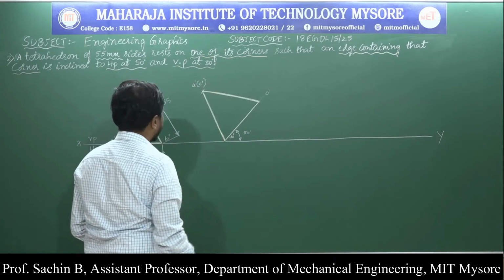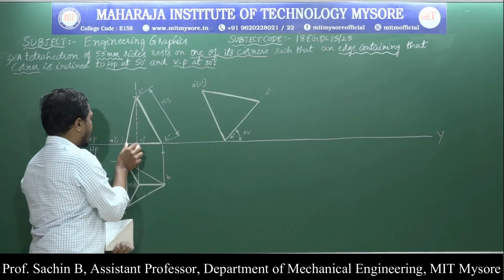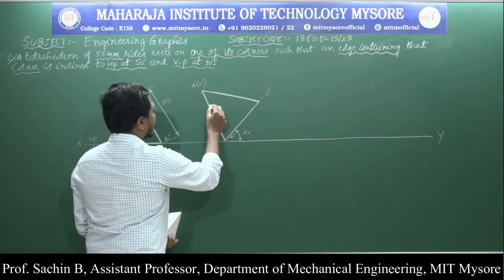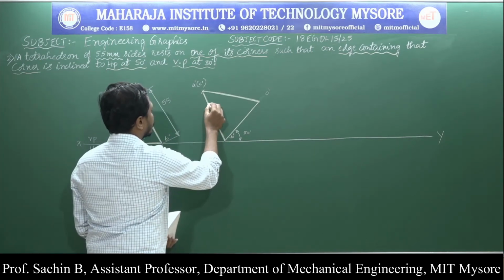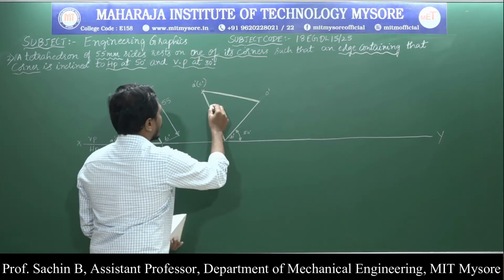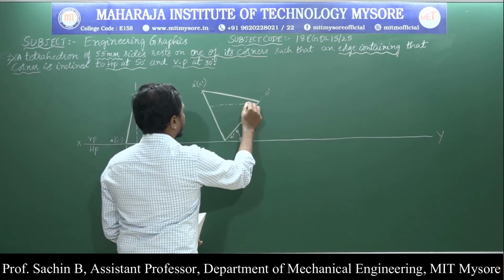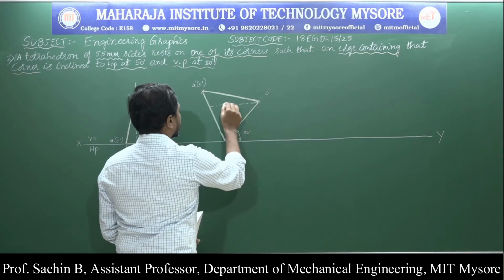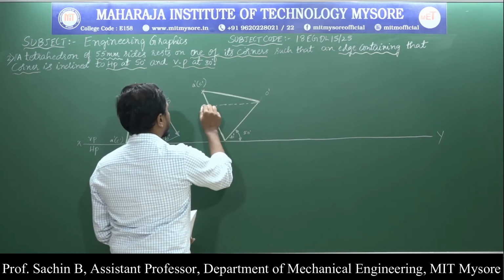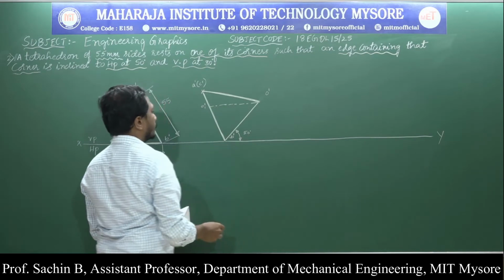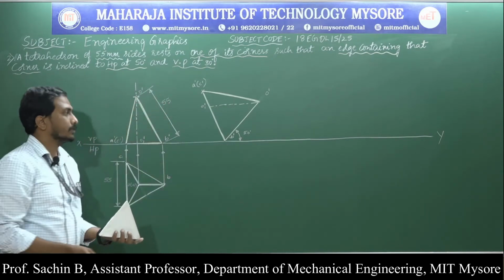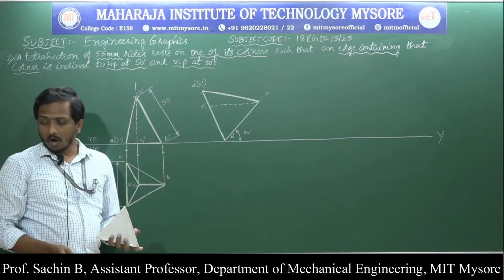Now I need to get the axis. I will measure from A dash to O1 dash. I will mark this here, A dash to O1 dash. I will go for the chain line. This is my O1 dash. This is about the second position of the object.